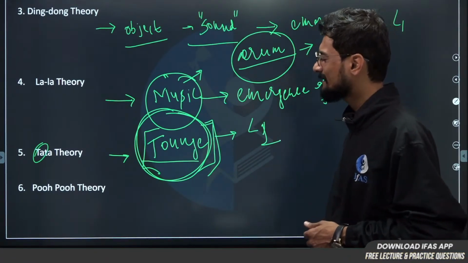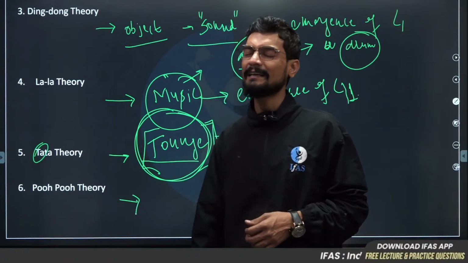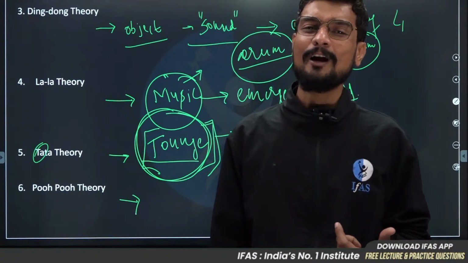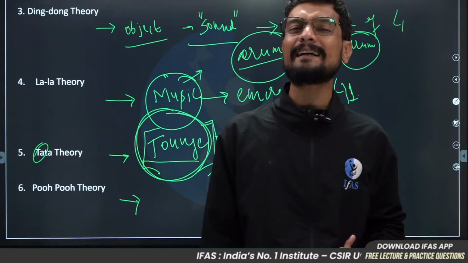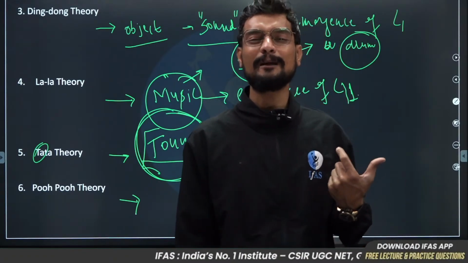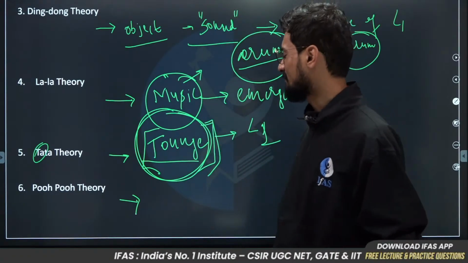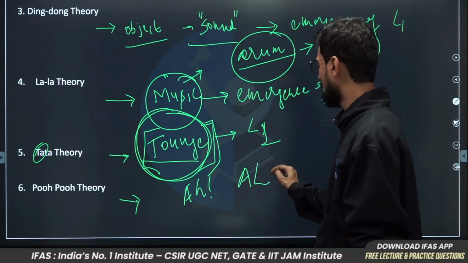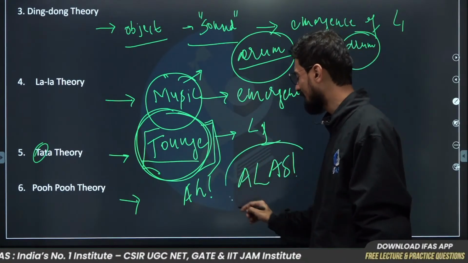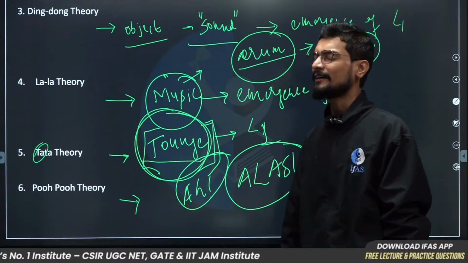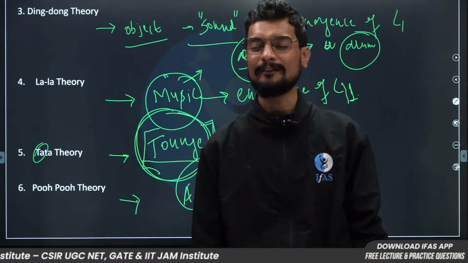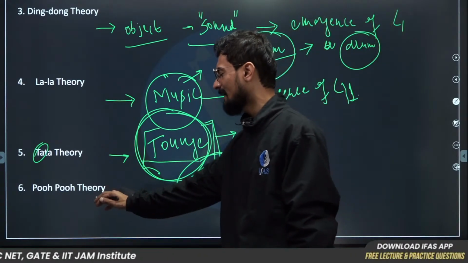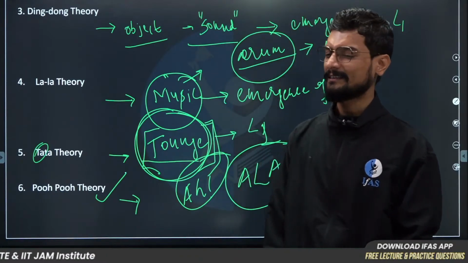The next one is the poo-poo theory. The poo-poo theory argues that any kind of sound that human beings produced, for example when growling, or in other words whenever a human being felt any kind of pain or emotion, is where language emerged. For example, when you say ah, when you say hooray, when you say alas. These are the emotions that you have, and you try to express them through language. This is the poo-poo theory.